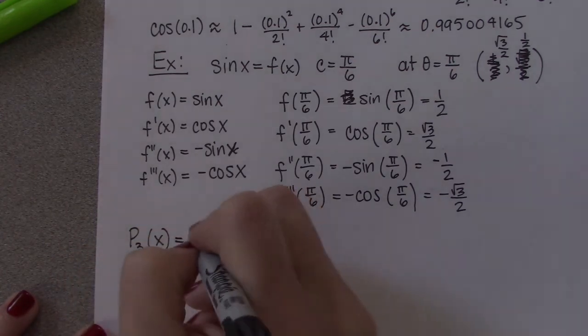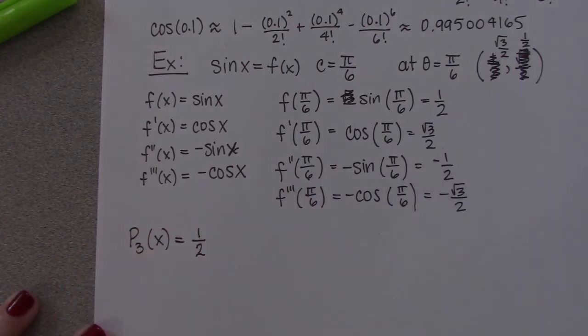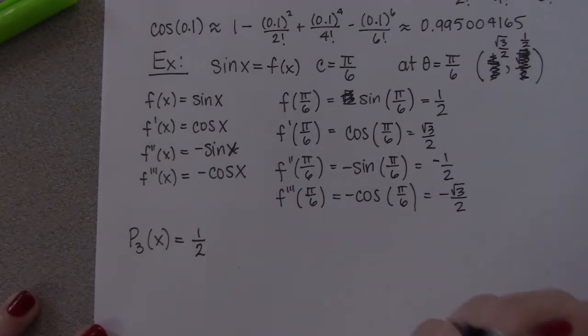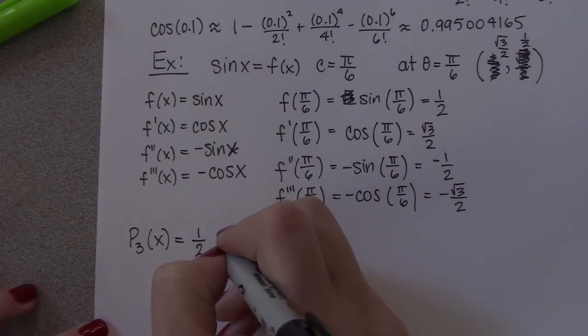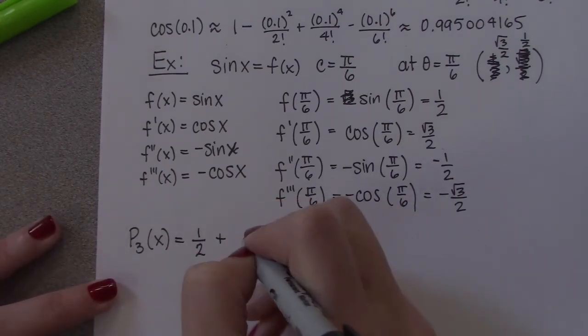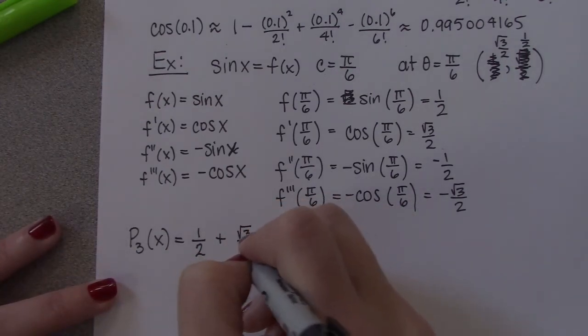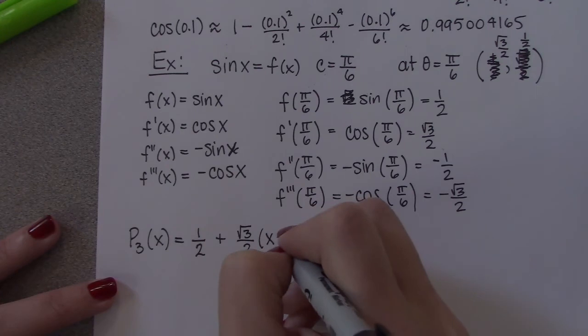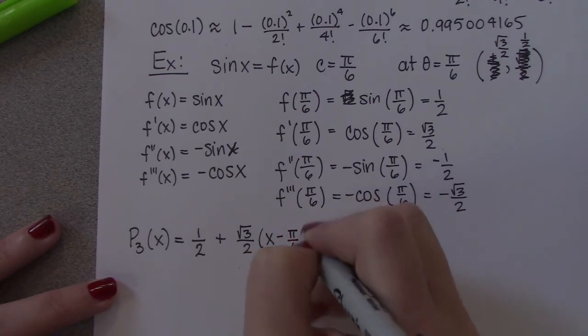So the first coefficient is 1/2. You would put that over 0 factorial, which is just 1, and then you'd multiply it by x minus pi over 6 raised to the 0, which is still 1, right? The second coefficient is square root of 3 over 2. That would go over 1 factorial, which is still 1, and we multiply that by x minus pi over 6.